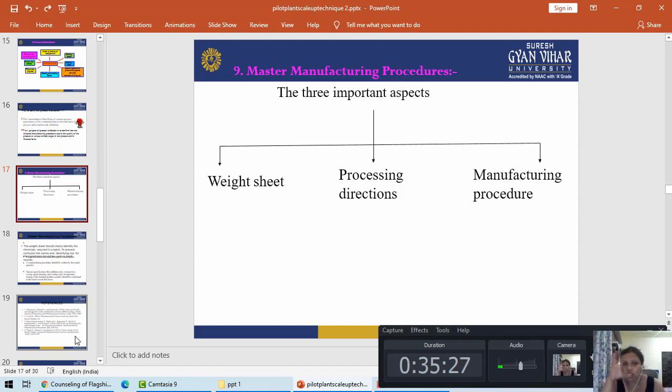In the weighing sheet, all the ingredients and their weights are written. Then processing directions should be written, like how long to heat each thing and what to do. Next is the manufacturing procedure: the step by step manufacturing procedure with the equipment is given, and the capacity of the equipment is also given in the master manufacturing procedure.